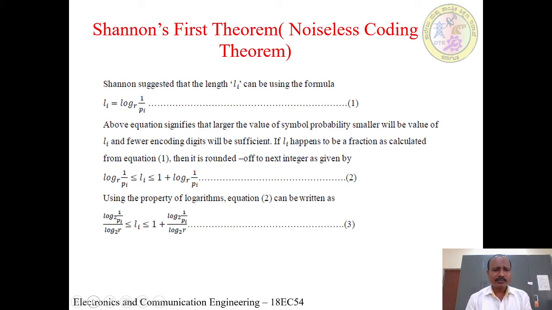If you take it in binary form, then we have to divide each and every term in equation 2 by log r with base 2, and change the numerator to base 2. That is, log of 1 by pi with base 2 divided by log r with base 2 is less than or equal to Li, which is less than or equal to 1 plus log of 1 by pi with base 2, divided by log of r with base 2.